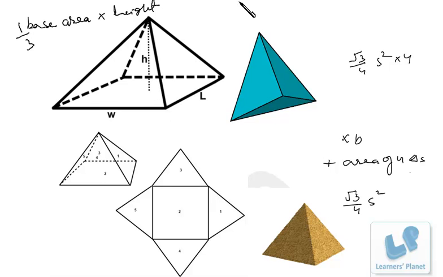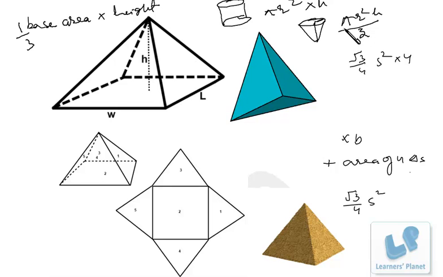right? Suppose we have a cylinder like this. In this case, the volume will be base area into height, that is pi r square, the base area of the circular surface, into height, right? But if we talk about a cone, it is pi r square h by 3. That is 1/3 of the base area into height. The same is the case with this pyramid. 1/3 of the base area into height, that will be the volume of this pyramid. Okay.